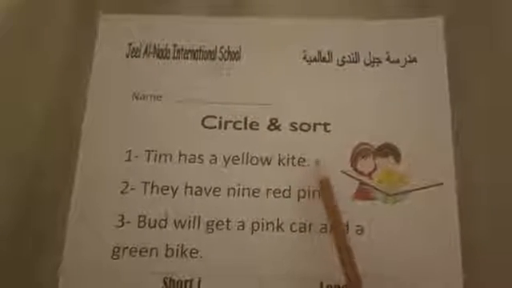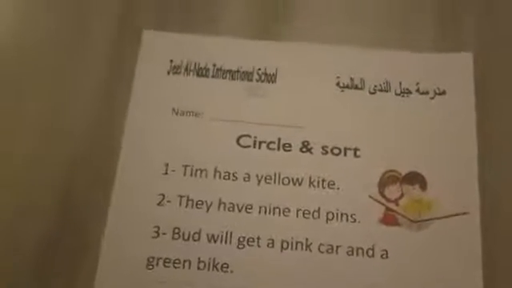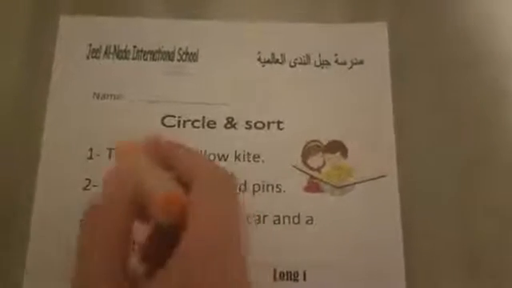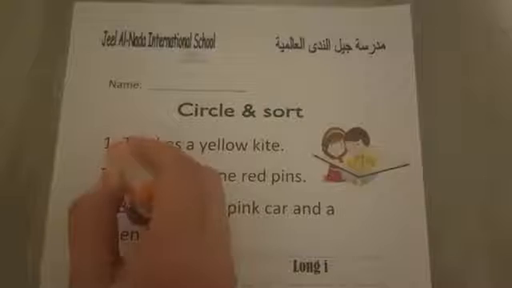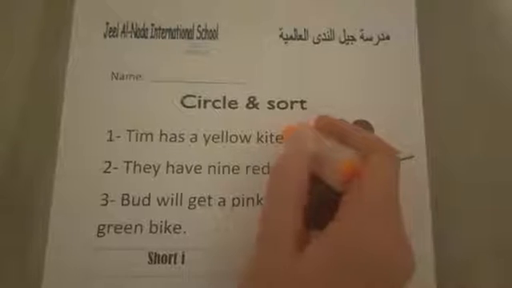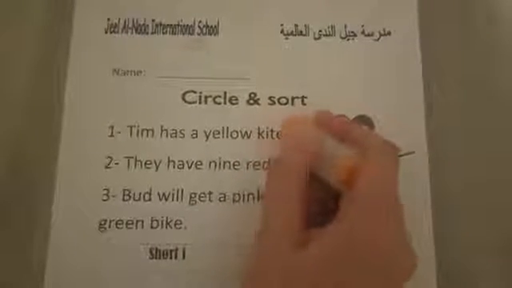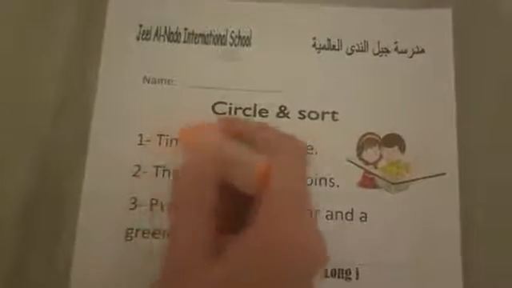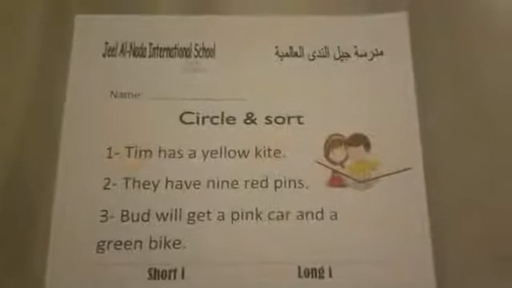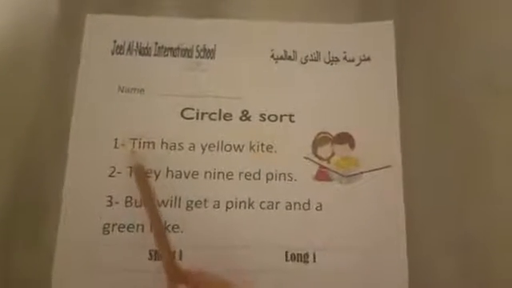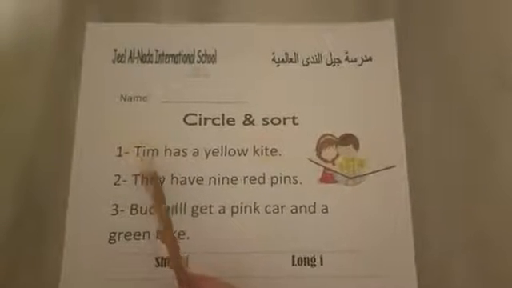Kite. Okay, so first of all, let us circle the words with the I vowel, Tim and kite. So we circle kite and Tim. Okay, now we have to sort them. Let's look at each word and we have to figure out whether a short I sound or a long I sound. Look at Tim. T, I, M.